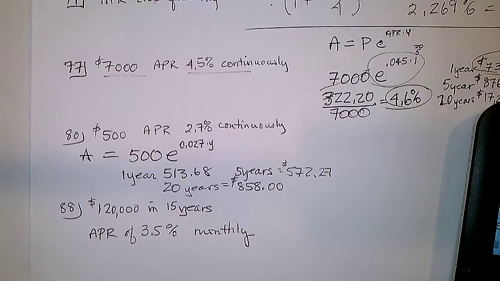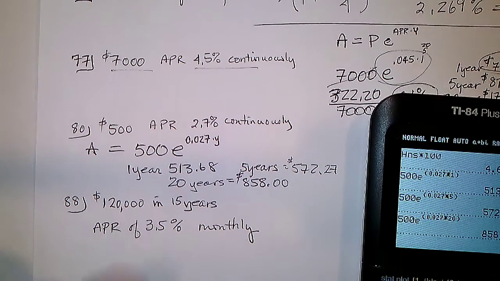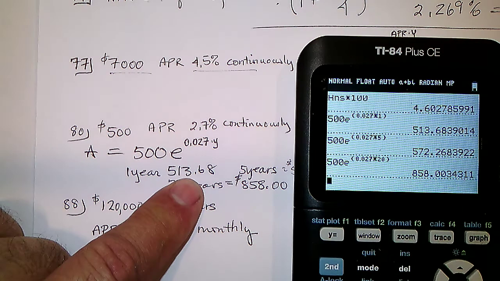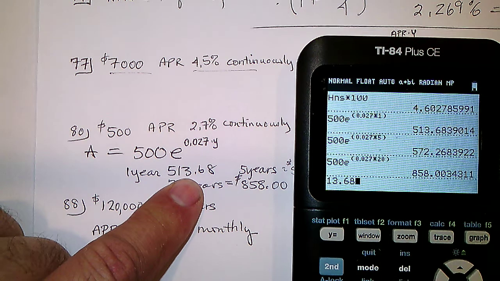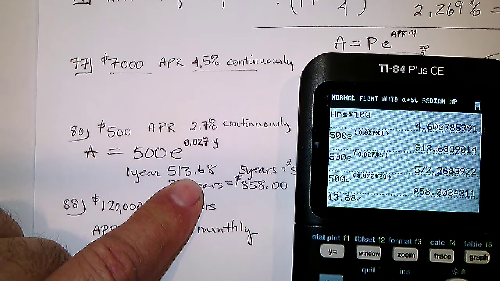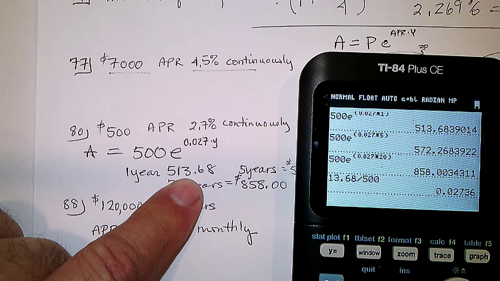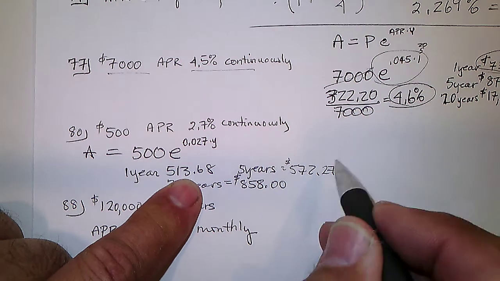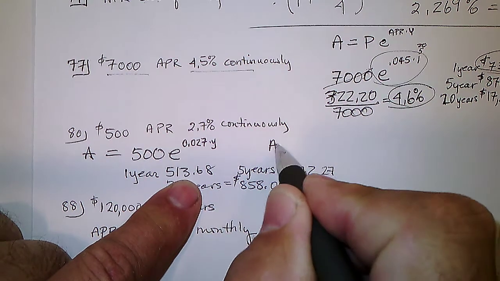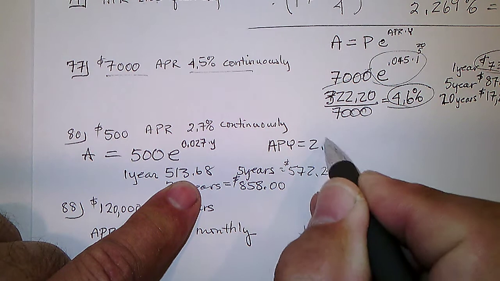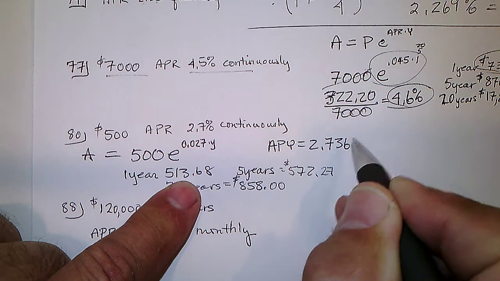Okay, and the annual percentage yield. Again, we could take how much we gained, 500 to 513.68. That's 13.68 divided by 500. And that's 2.736%. The annual percentage yield is 2.736%.